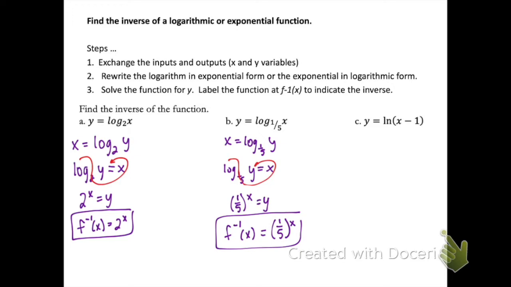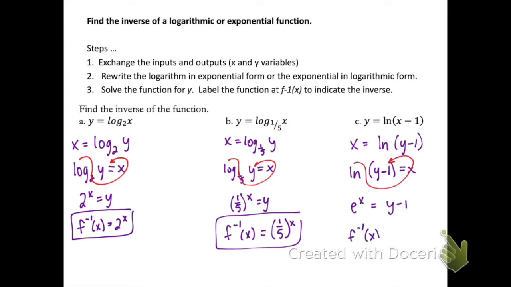Example C, we have a natural log in there, so be careful. Remember, we always use base e for natural log. So start by switching your x and your y and flipping your equation. After that, we're ready for our log-ride. Again, I'm using e because it's base e.